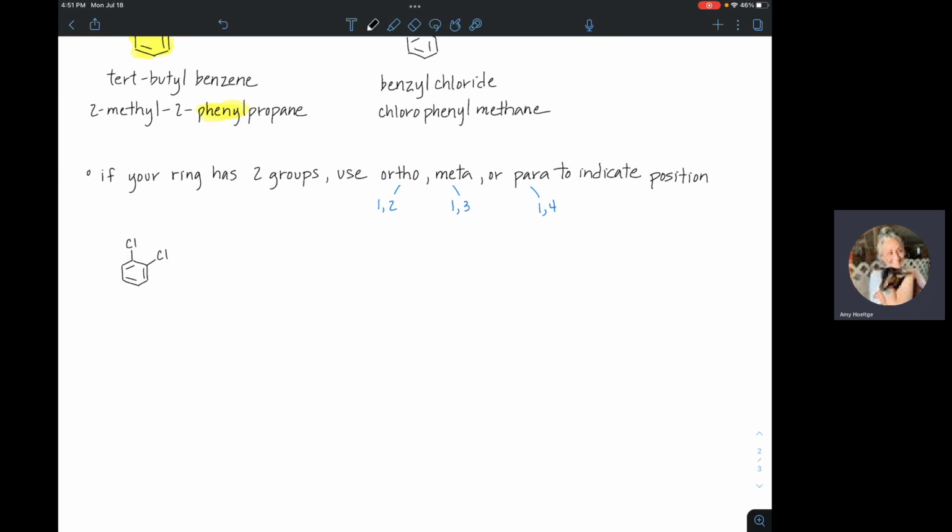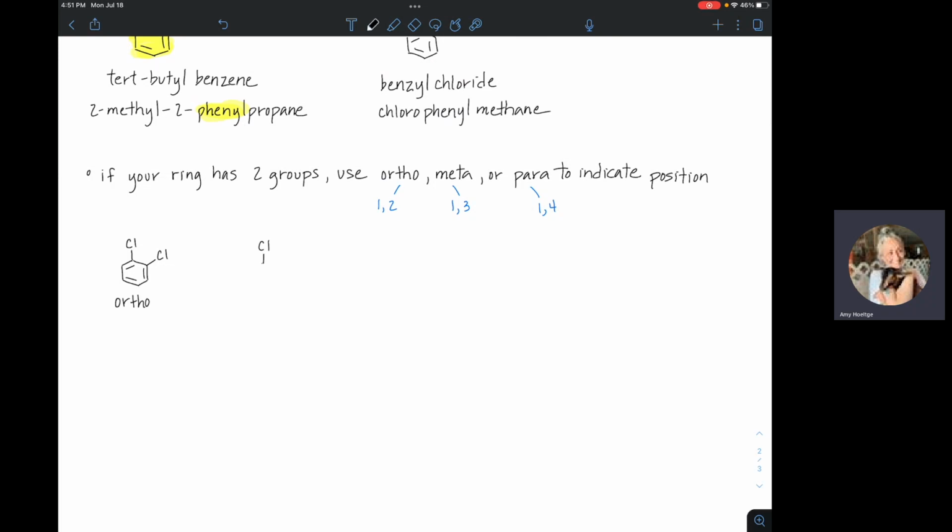If I've got 2 chloro groups in the 1, 2 position, we refer to these as ortho. It's not wrong to say 1, 2 dash dichlorobenzene, but ortho, or in other words, just a little o dash dichlorobenzene, the word ortho or the little o would tell somebody they are in the 1, 2 position relative to each other.